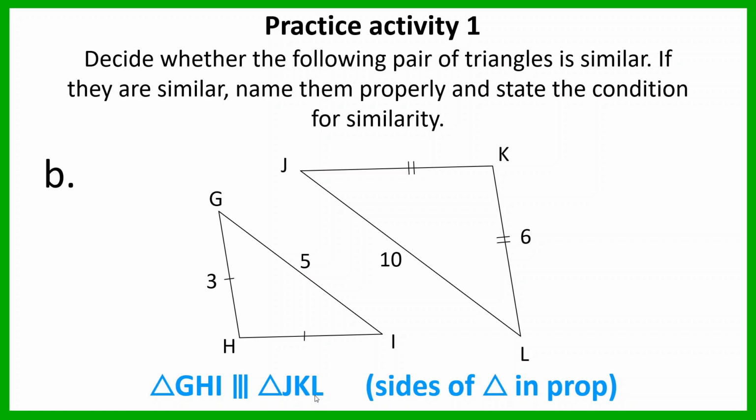So when you are naming triangles for similarity, where you're proving it based on the sides being in proportion, name them according to the side that each angle is opposite. So match up the angles opposite the longest sides, match up the angles opposite the shortest sides, and match up the angles opposite the medium length sides.